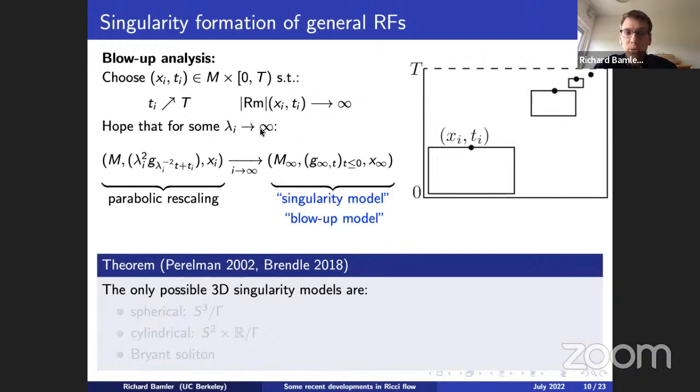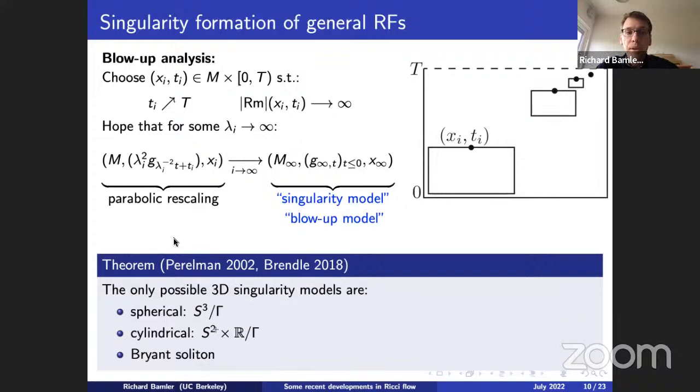In this paper, he showed that the only possible 3D singularity models are either the round sphere, or a quotient of it, or they're cylindrical, or they are the Bryant soliton. So these are exactly the 3 different models that I've shown you in the rotationally symmetric case. So there are no more singularity models if we don't assume rotational symmetry. And I should say that Perelman only obtained a more qualitative description in the 3rd item, but this was later clarified by Simon Brendle, who showed that the last item has to be the Bryant soliton.